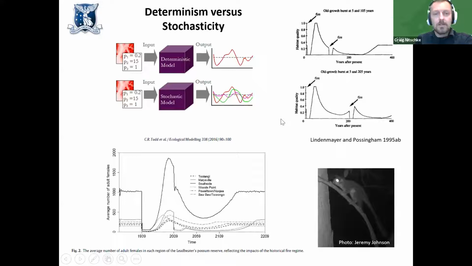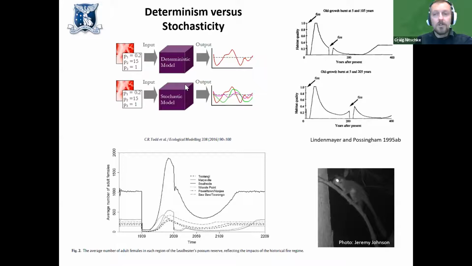Other ones use deterministic events, such as these papers here on Leadbeater's possum, where they had stochastic variation in the life history parameters, but deterministic impacts of fire. Now, the deterministic impacts of fire is a bit of a problem because fires aren't deterministic, and we can all know that. They're quite stochastic, meaning from any given year to any given year, there's a different probability of a fire occurring or not. And this can have huge implications at a landscape scale about habitat dynamics and turnover.